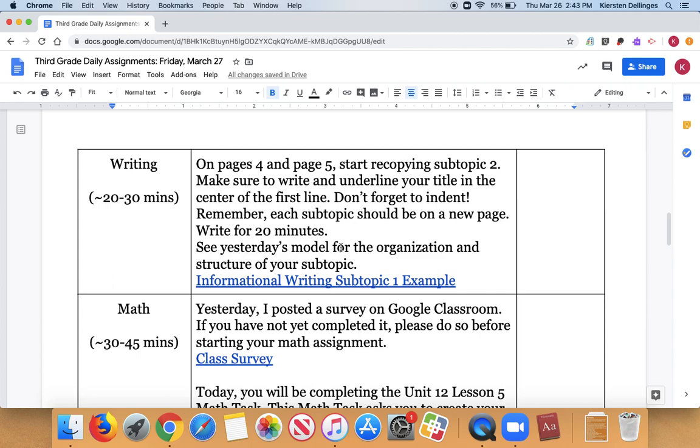The only exception is if you filled out page 2 only for subtopic 1 and you didn't make it onto a third page, then you can start on page 3 because that would be a fresh, brand new page for you, okay? Write for at least 20 minutes and that'll be your writing time for the day.